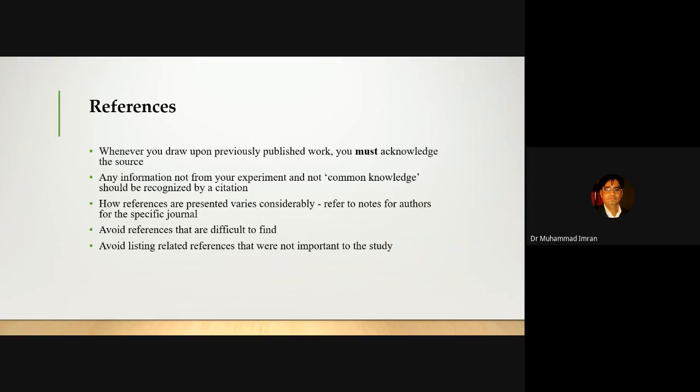How references are presented varies considerably with respect to journal. Every journal has its own reference style, so you have to follow the guidelines of every journal. Avoid references that are difficult to find. It means you should not cite references which are not common, which are not found in a Google search or some other search tools. Avoid listing related references that are not important to your study.